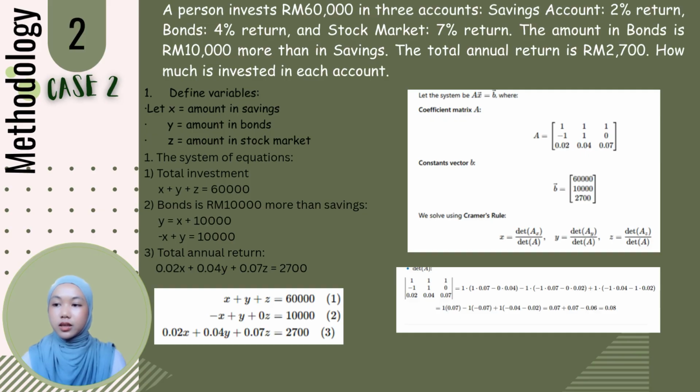And the next equation is 0.02x plus 0.04y plus 0.07z equals 2,700. We let the system be Ax = B, where A is the coefficient matrix and B is the constant vector, and we solve this using Cramer's rule. We solve the determinant of A, use the formula, and we got 0.08.